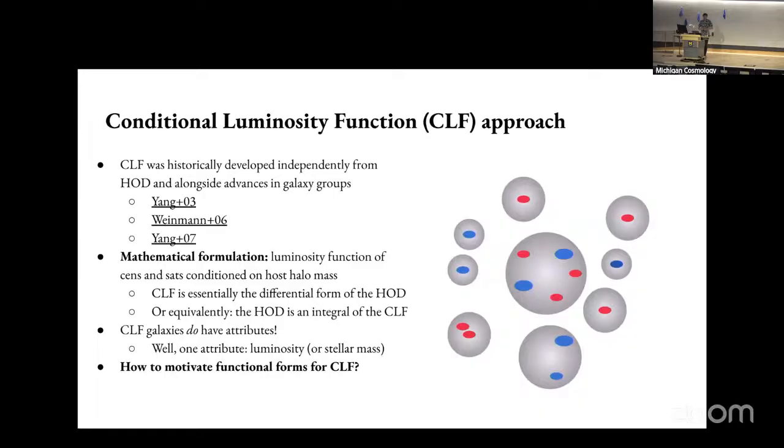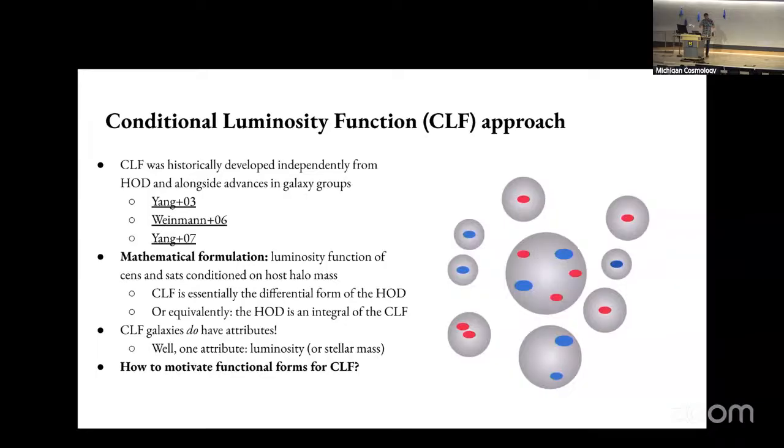The CLF operates in a different way. In the CLF, the conditional luminosity function, the galaxies do have attributes. They have one attribute, they have a luminosity. So the idea of the CLF is, as a function of halo mass, I'm going to specify the luminosity function of centrals that live in that halo mass. And for satellites, I'm going to specify the luminosity function of satellites that live in that halo mass.